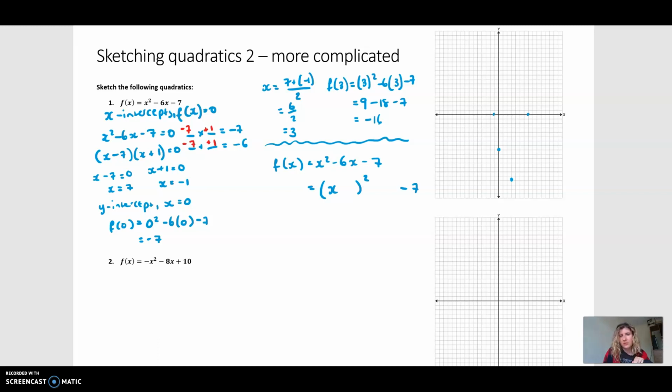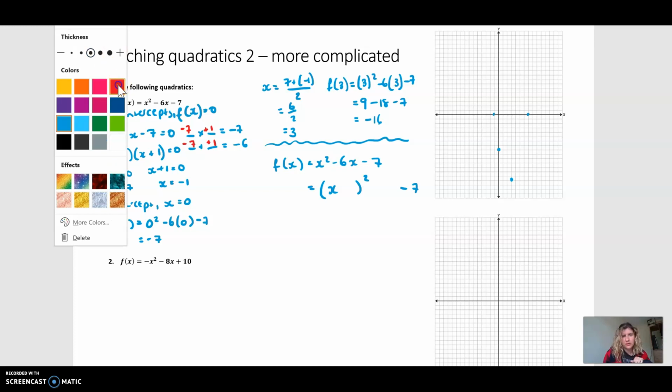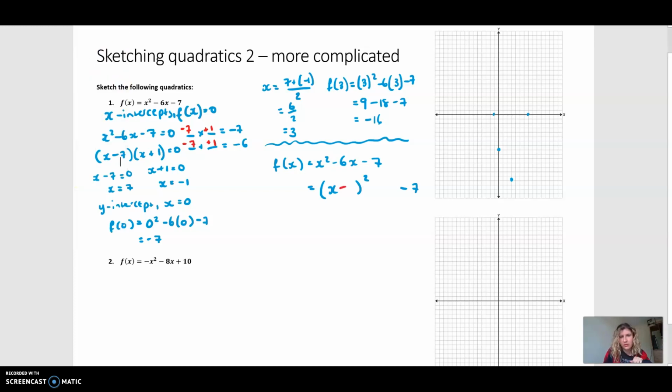Now, remember that we take half of our middle term, so half of negative 6 is negative 3. Okay, that goes in that bracket. And then, because we're adding on that plus 9 from the 3 squared, we then need to minus 9 as well to cancel out that plus 9.